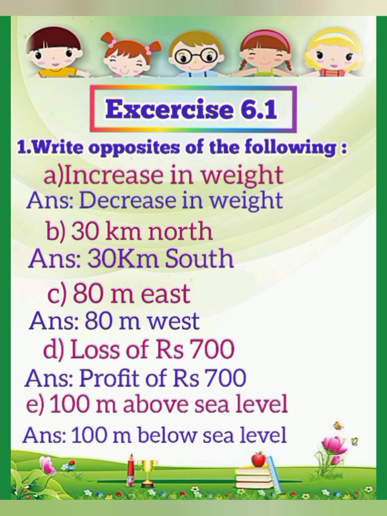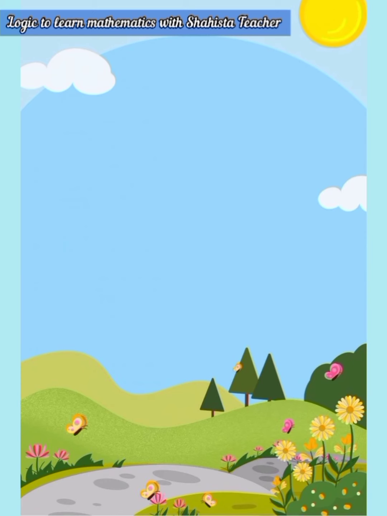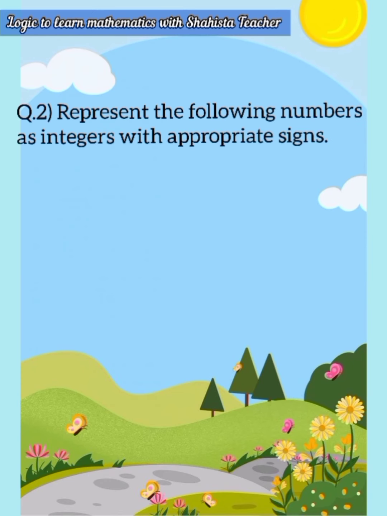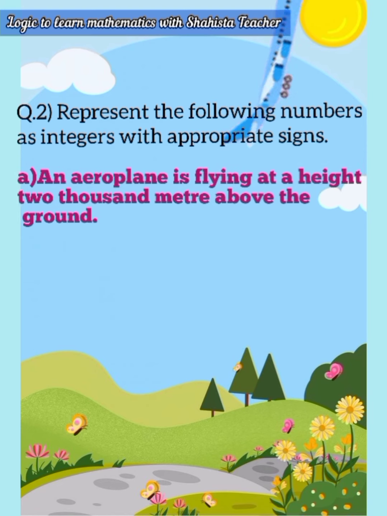Now let's solve another one. Now let's move to question number 2. Here question number 2 says that represent the following numbers as integers with appropriate signs, means positive or negative sign, plus or minus. Now we will see sub-question A.